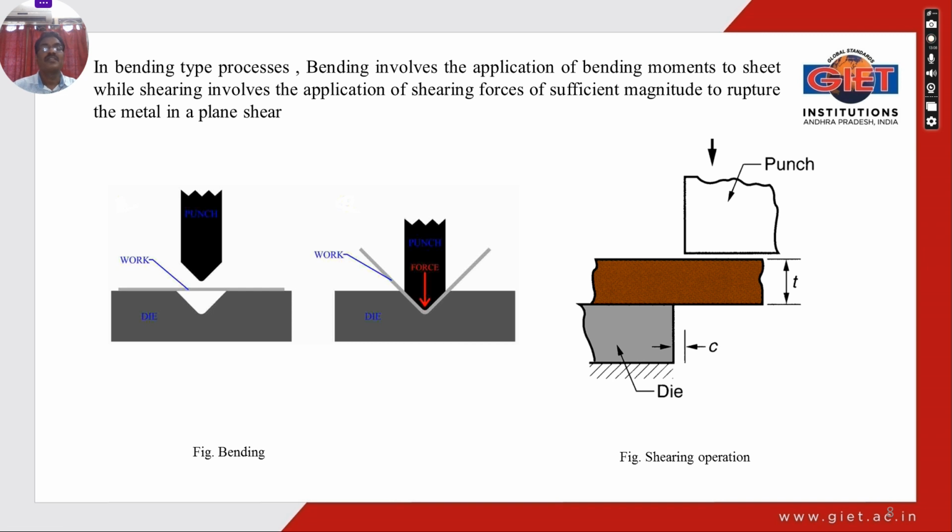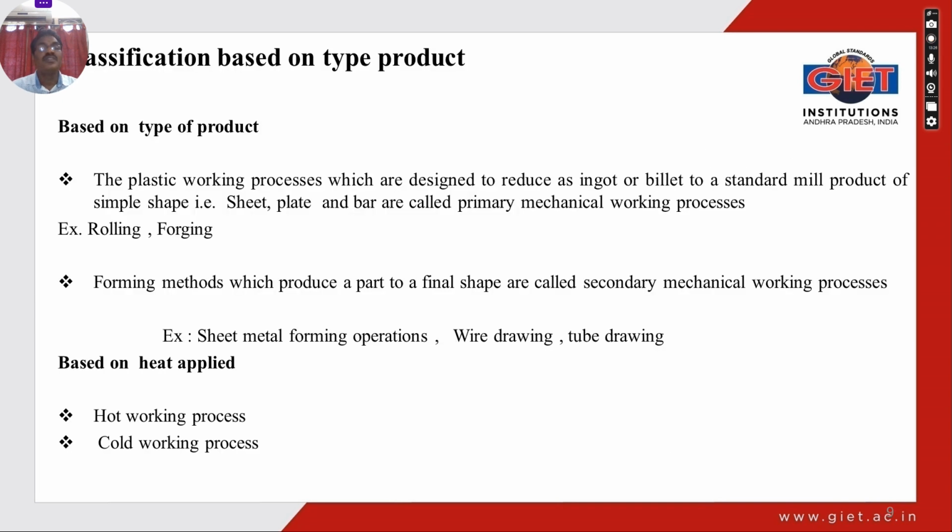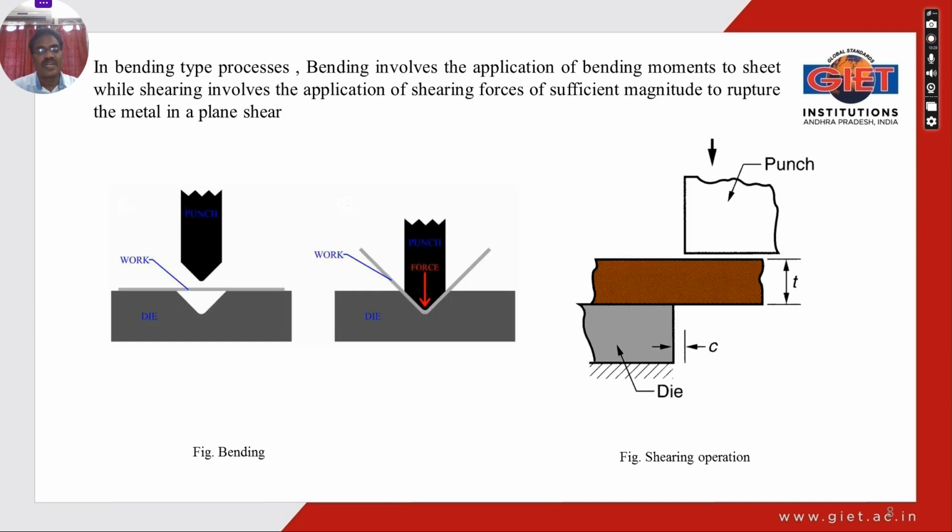In the case of bending, one type is the application of a bending moment to the sheet. In the case of shearing, a punch and die system can be used where the material can be separated. This is the other type of process, called sheet metal operations. These are the different types of processes.